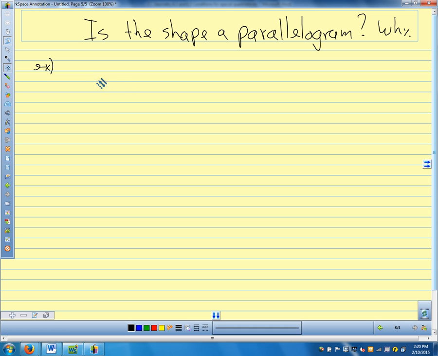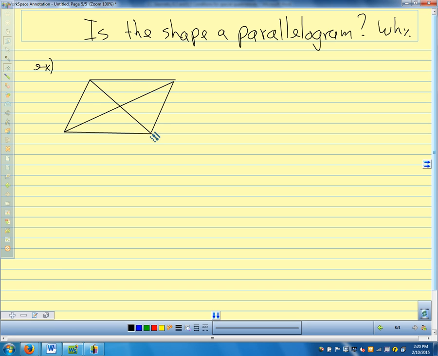So here's my shape, and I need to mark it up. All we know is that this is a quadrilateral. So these, we can't go by what it looks like. We have to go by the information that they give us. All right, what did I just draw there? I drew the diagonal. So this question might have something to do with diagonals.